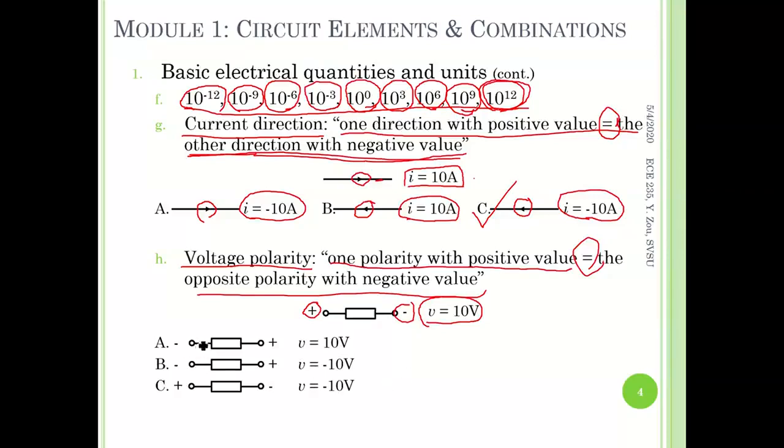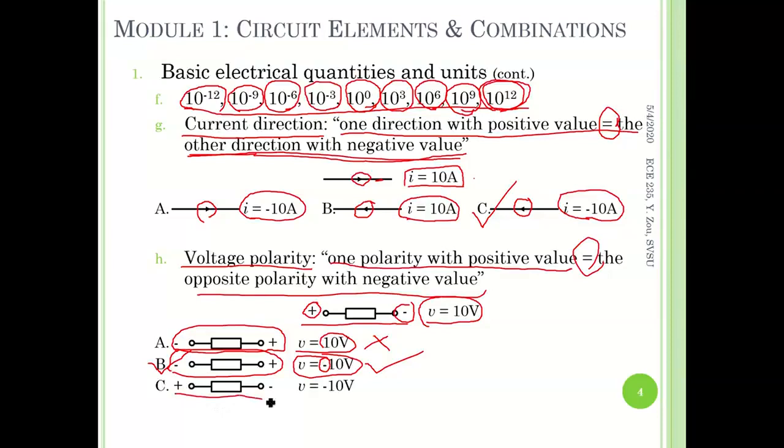So A, the polarity is opposite, right? Given voltage value is the same. So no, A is not equivalent. How about B? Polarity opposite to the given, and the voltage value also has the opposite sign. So this is the correct answer, or say the equivalent case.